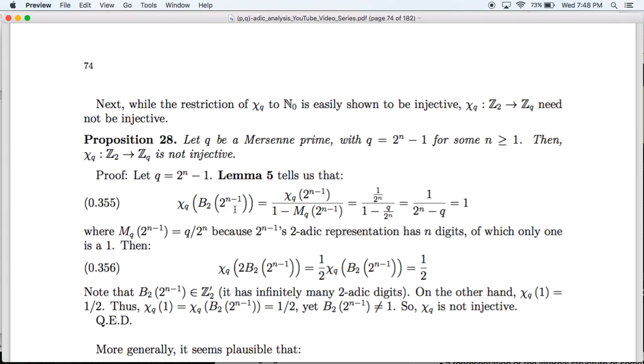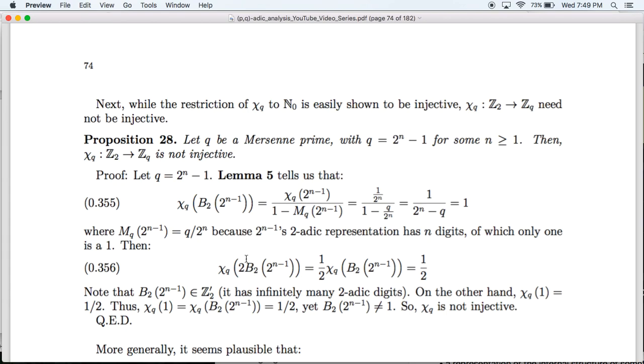Then, if we consider chi q of b2 of 2 to the n minus 1, we get this. This is just by reasoning through the definitions. Since q is 2 to the n minus 1, 2 to the n minus q is going to be equal to 1. So if q is a Mersenne prime of this form, then by considering b2 of 2 to the n minus 1, that two-adic integer will always be sent by chi q to 1.